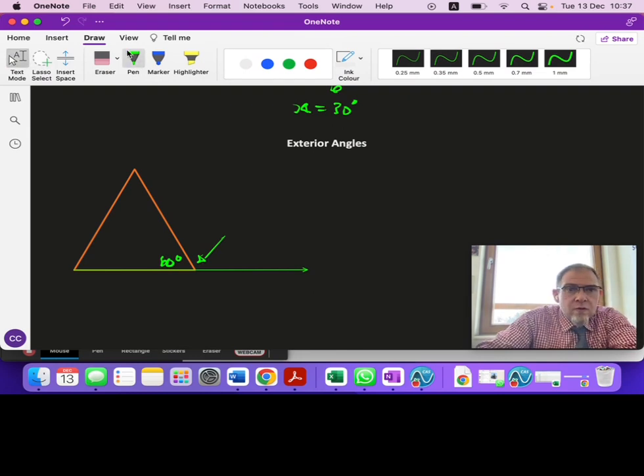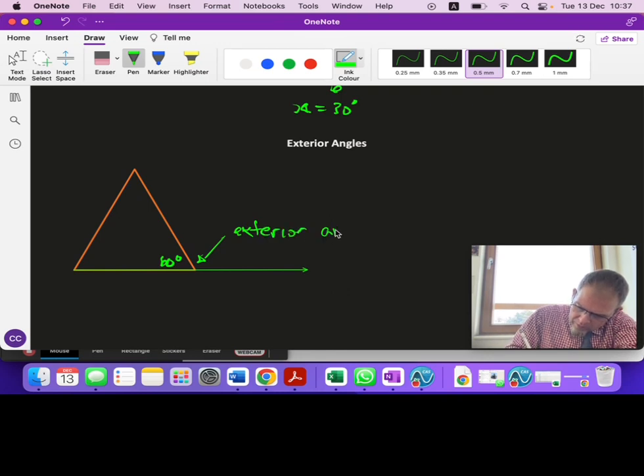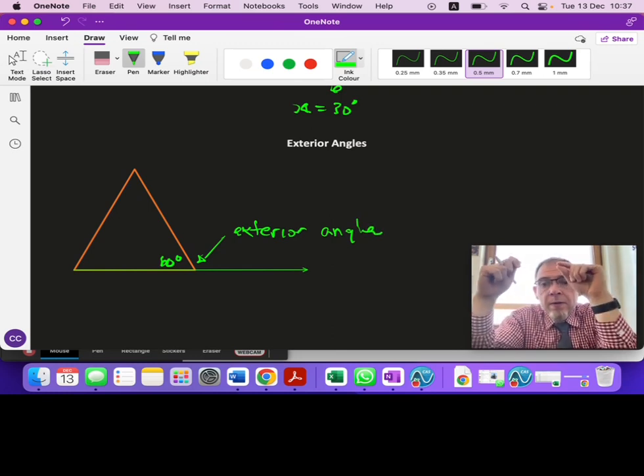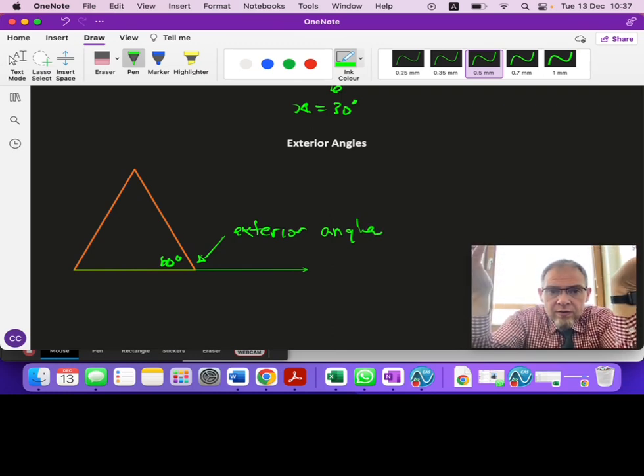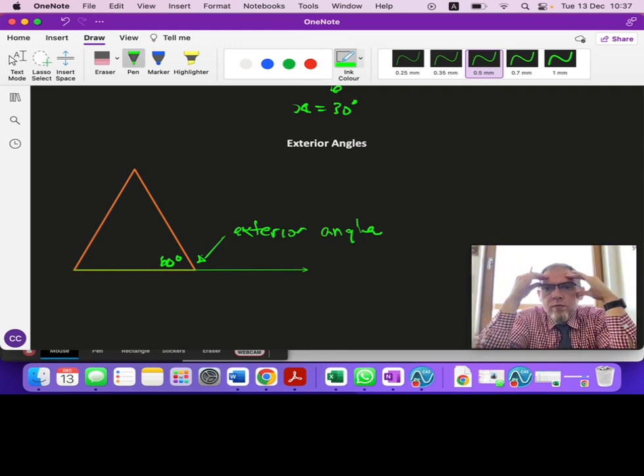this is what we would call an exterior angle. Sorry, still struggling with this iPad. The exterior angle is that angle that's outside there.